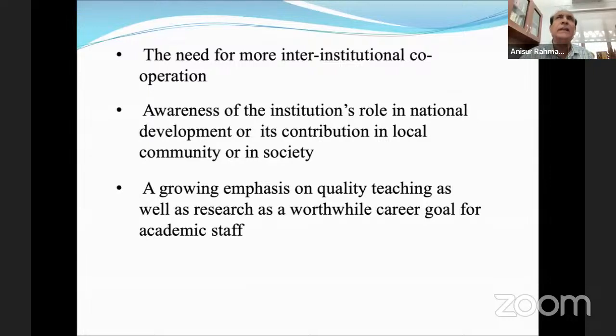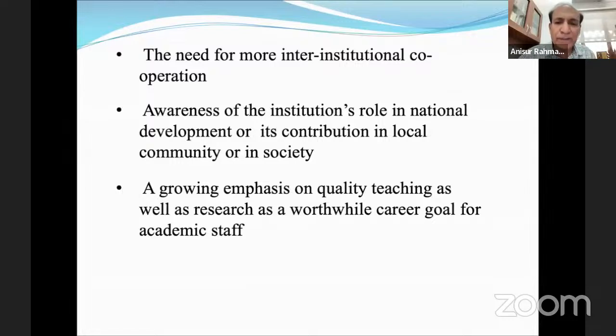I think in a very deliberate manner, so that we are working for the growth and the development of the nation as a whole. So there should be an awareness of the institutional role in national development and its contribution in the local community and society. The purpose of this kind of program is to make us committed to all that.